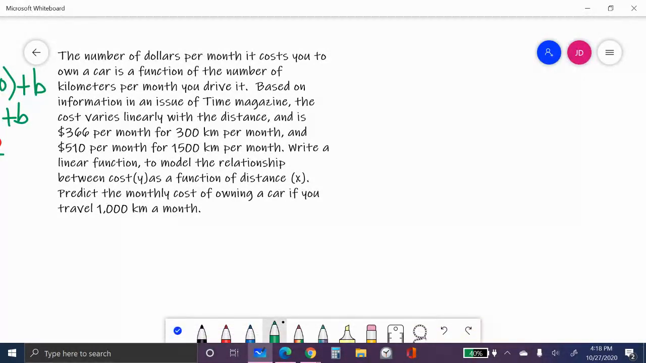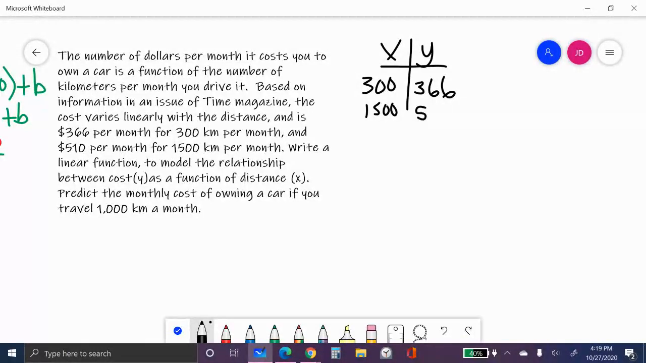Okay, so again, we make our table. X, y. The x is the distance, and the y is the cost. So for 300 kilometers, it's 366. So be careful where you put these in, 300 and 366. And then the other one is 1,500 for $510 per month.